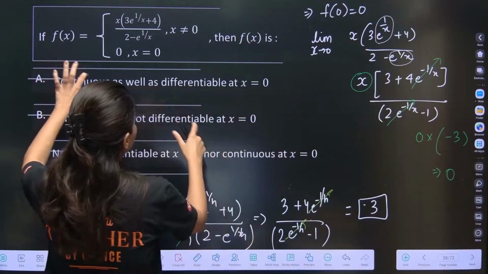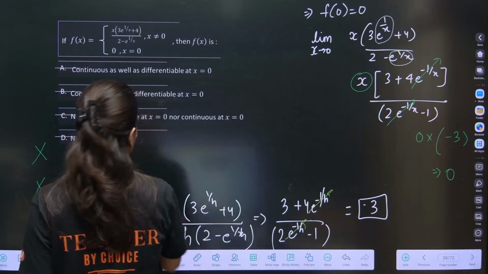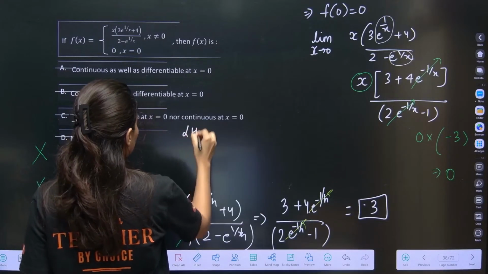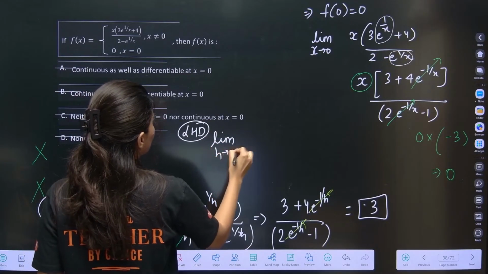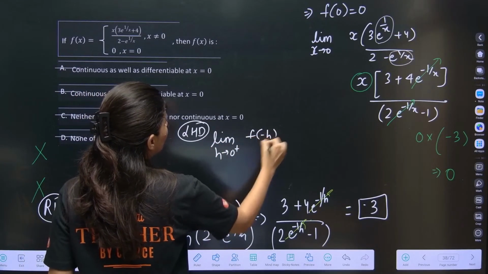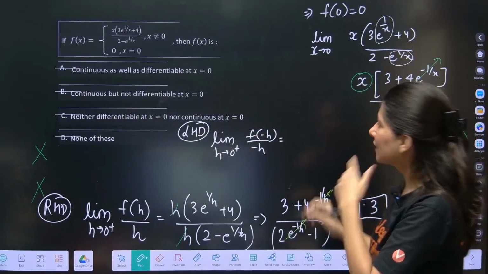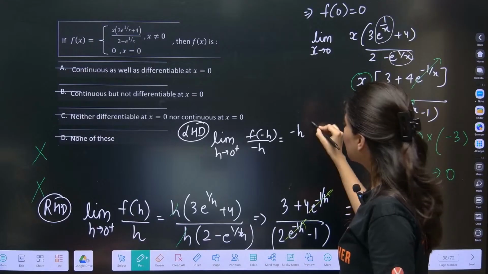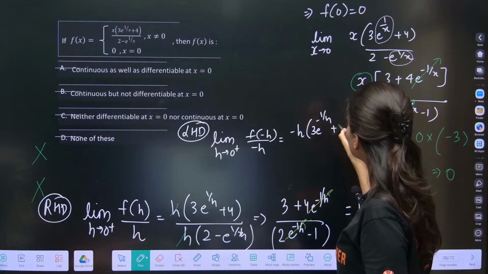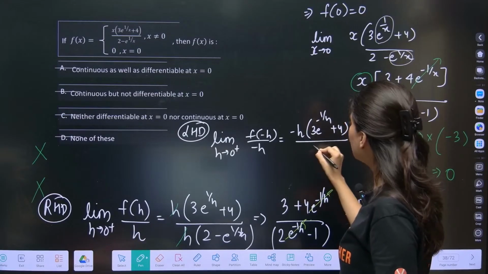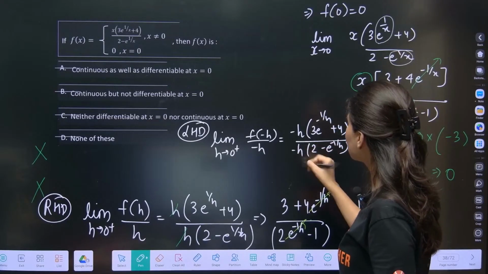Left hand derivative. So left hand derivative, let's do it here. LHD. LHD will be limit h tend to 0 plus f of minus h upon minus h. So f of minus h, correct? So minus h 3 e power minus 1 by h plus 4 upon 2 minus e power minus 1 by h, and this is minus h.